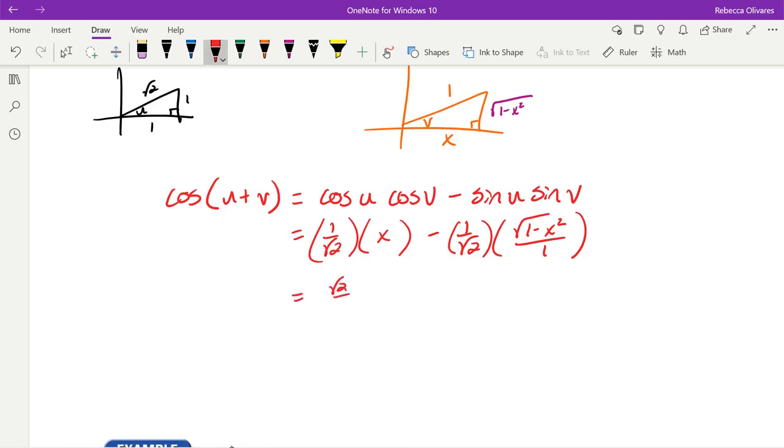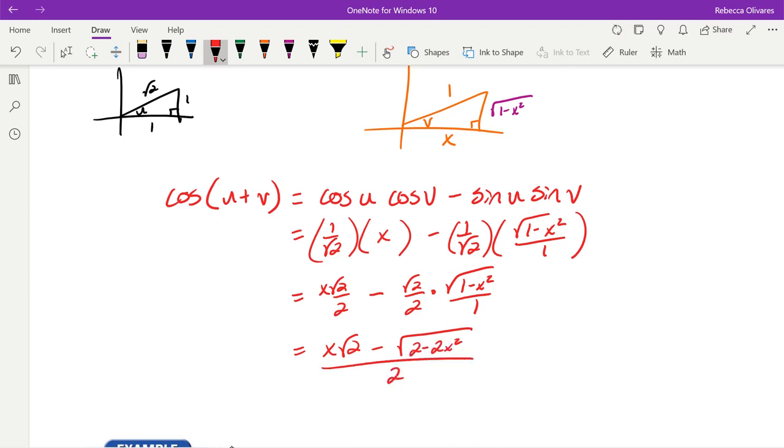So let's clean this up a little bit. I'm going to call this the square root of 2 over 2 times X, or X root 2 over 2, minus the square root of 2 over 2 times the square root of 1 minus X squared over 1. So we can multiply those radicals there. That's X root 2 minus the square root of 2 minus 2X squared, all divided by 2. And while it ain't pretty, that is our final answer there.